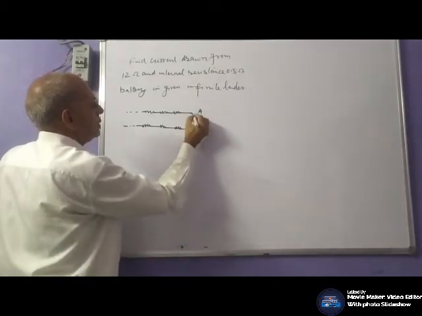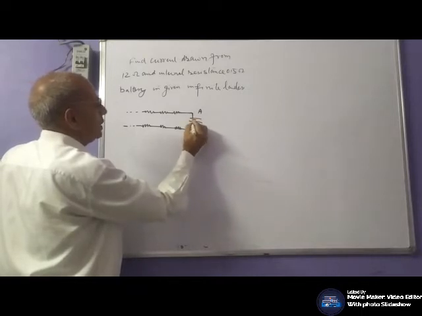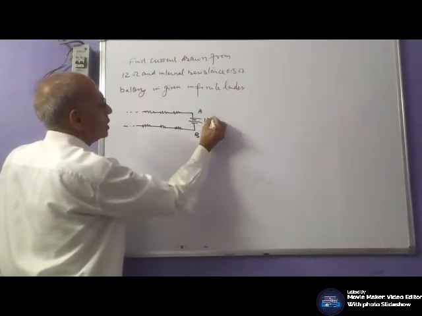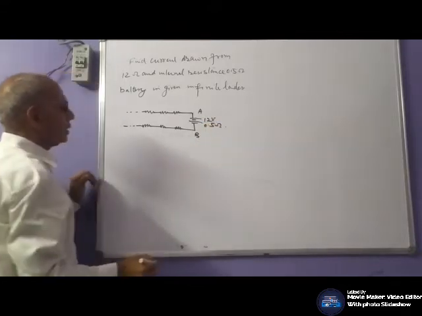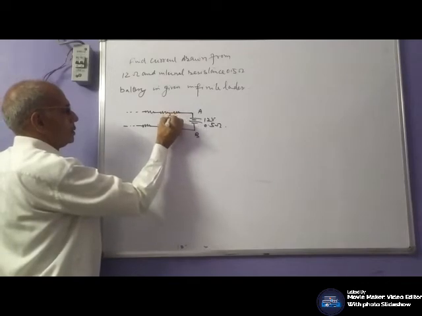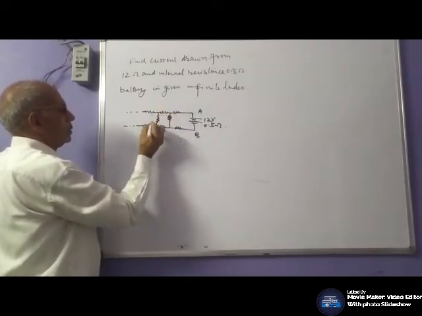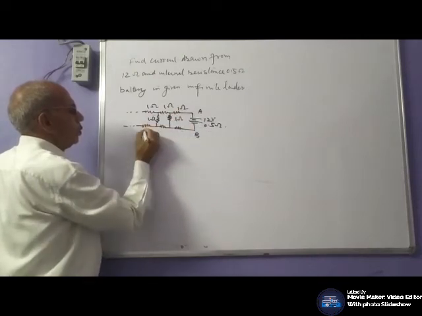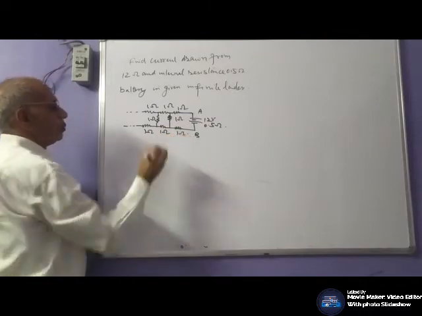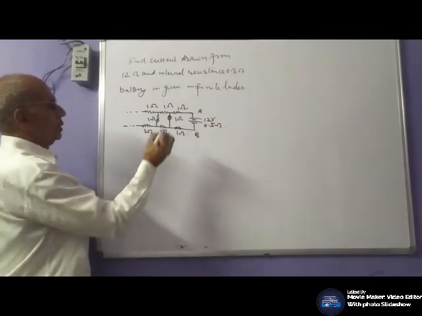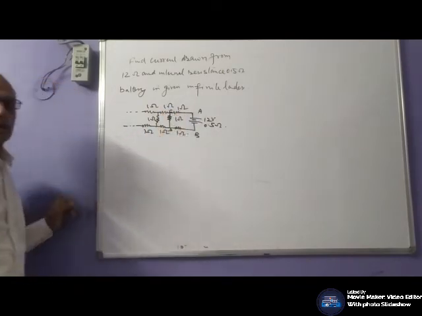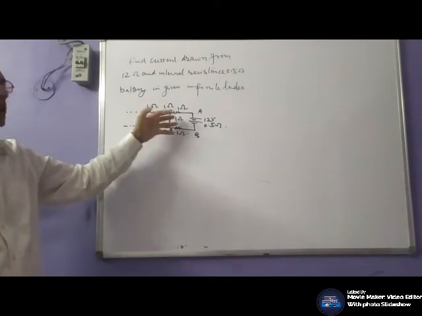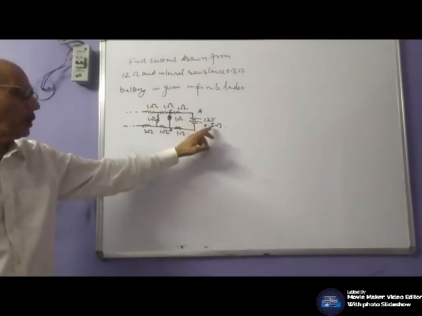A, B. This is a battery of 12 volt with 0.5 ohm internal resistance. Then 1 ohm, 1 ohm, 1 ohm, 1 ohm, 1 ohm, 1 ohm: an infinite ladder. Question: find the current drawn from this battery in the given infinite ladder, where the battery is 12 volt, 0.5 ohm.